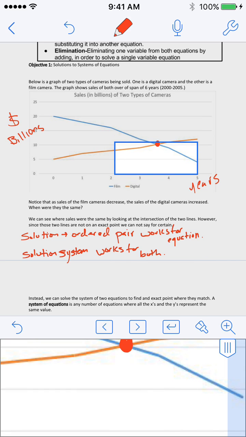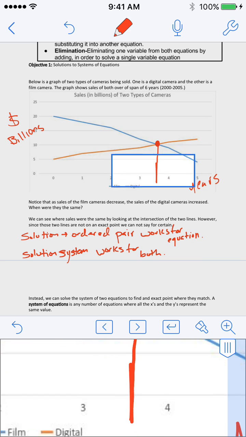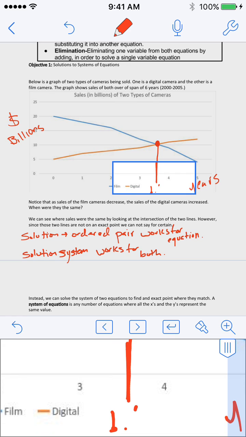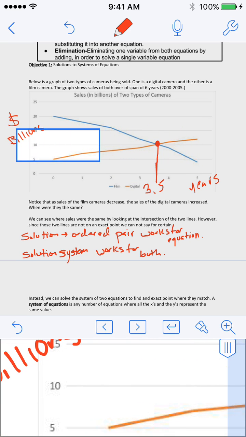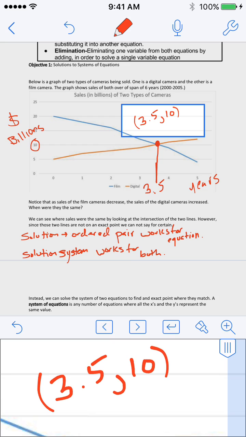Let's check out what exactly that point is. We're going to have to guess just a little bit because this graph's not perfect, but it looks like about 3.5, we'll call it 3.5. At 3.5 comma, well this one's a little easier to read, it goes right on the line 10, right? So they share the point 3.5 comma 10. That's a solution they have in common, right?